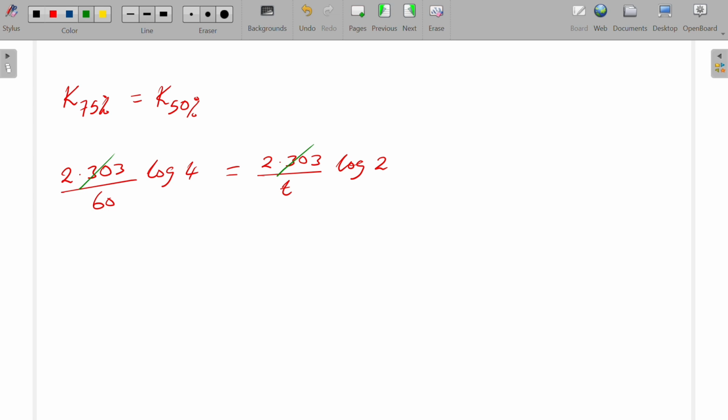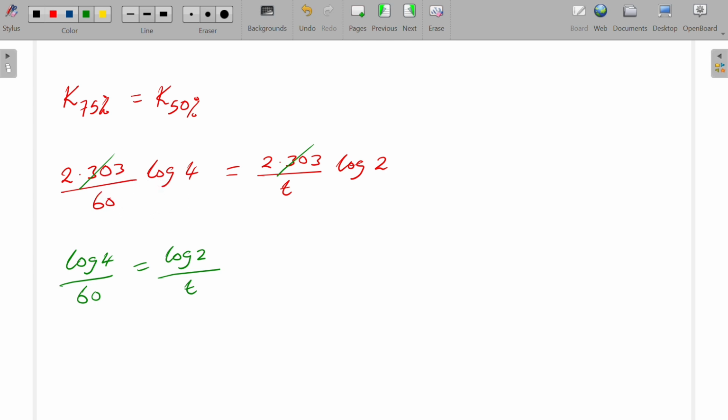After doing that, what we'll find is we'll have log 4 on top there, because cancelling that gives us a 1. 1 by 1 over log 4 will give us log 4. This will be divided by 60, and this will be equal to, on the other side, log of 2 divided by T. So that's what we are going to have at that stage.